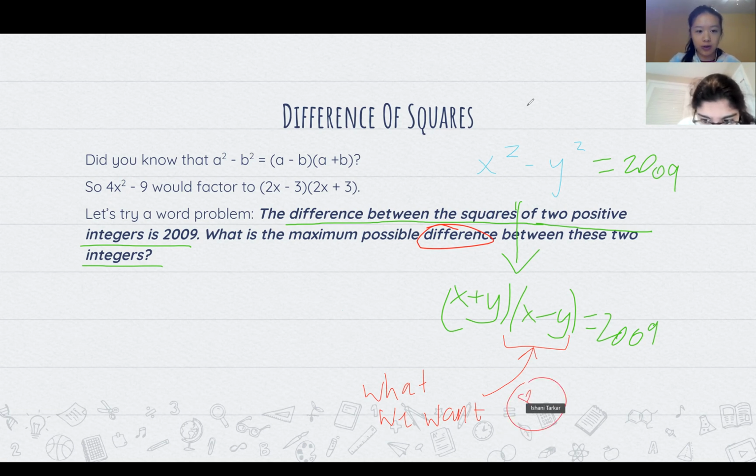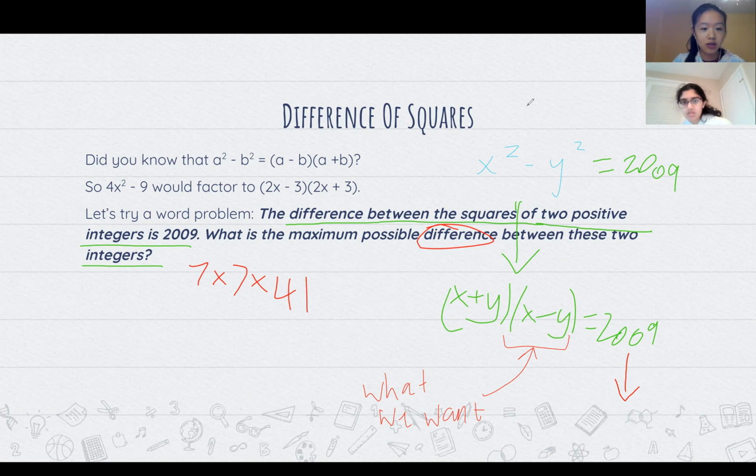And the other thing that's helpful is that because this is a product, x plus y times x minus y, we can basically list out all the factors of 2009 and figure out which of these gives us the maximum difference. So 2009 is equal to 7 times 41. I'm not fully sure how you would find that besides just dividing by 7. So we can list out the factors.